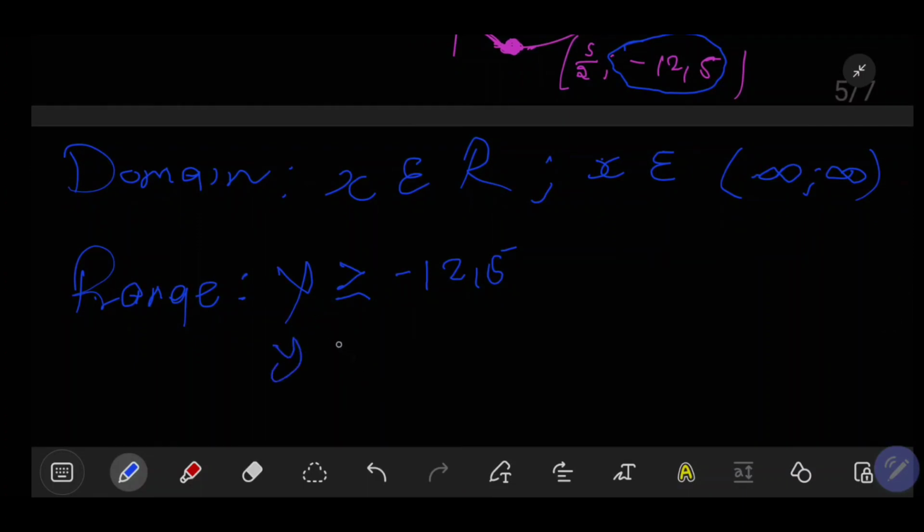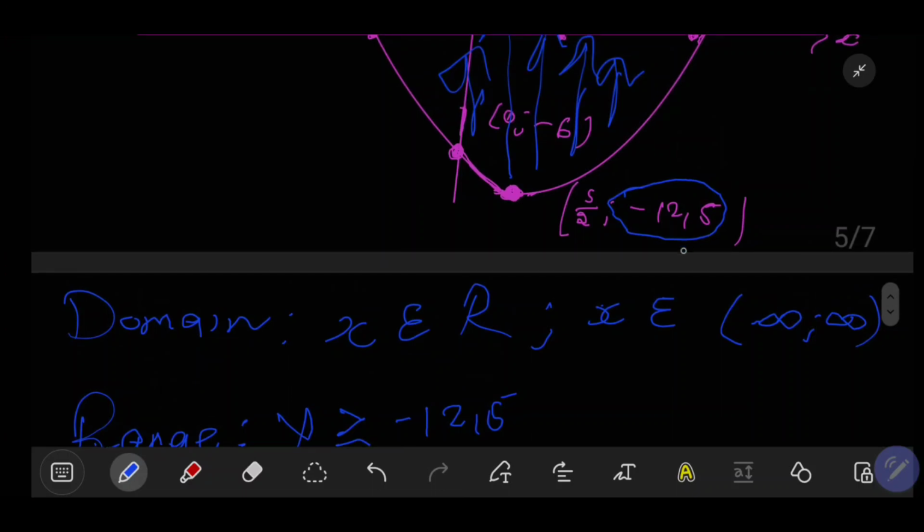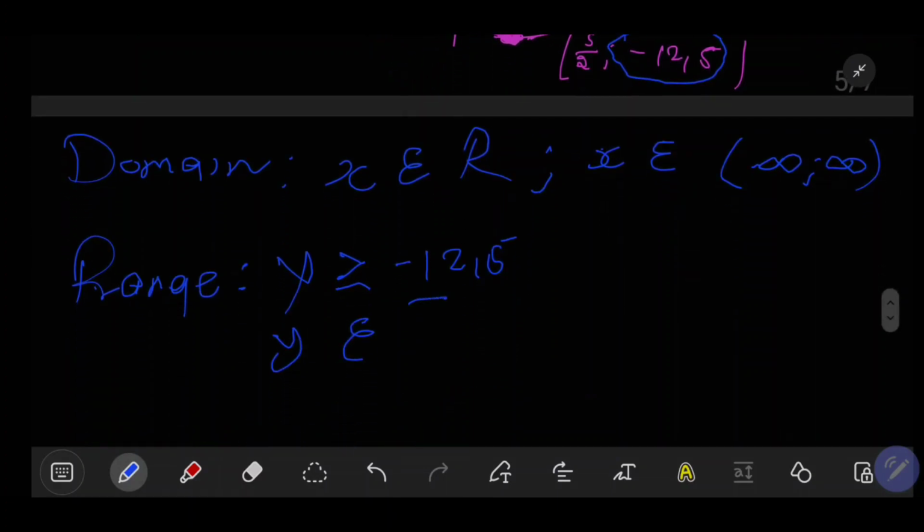All right, or you can choose to write it this way. You can say y is an element of, if you want to write it in interval form, this graph exists from -12,5 going to +infinity. So the square bracket means we include the value -12,5, then it goes to infinity, then we put a round bracket there. This is how you can write the domain and the range of this function.